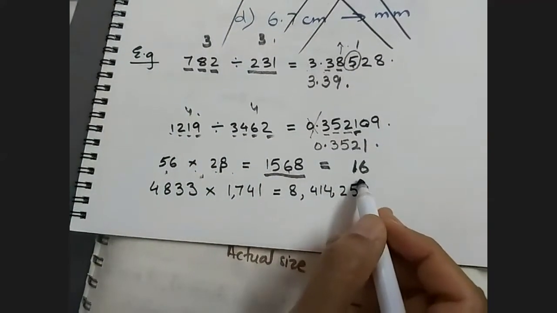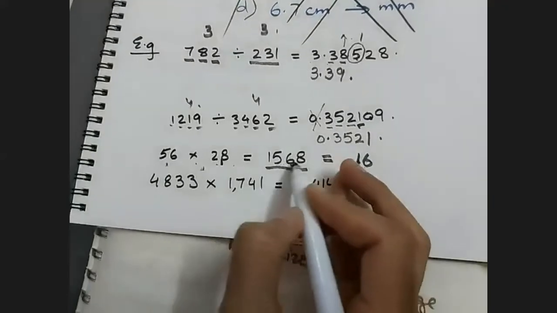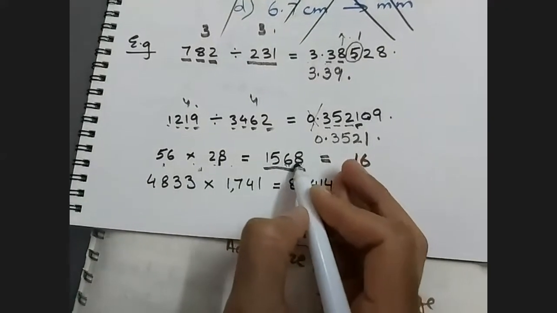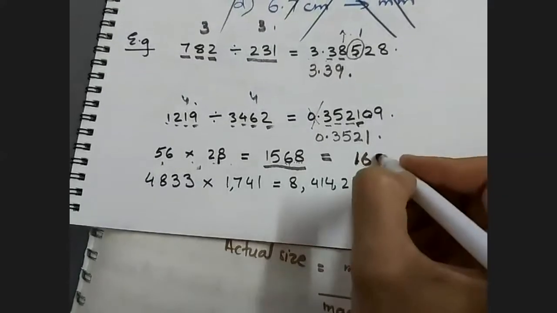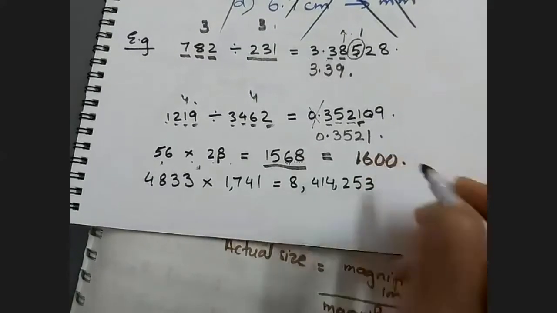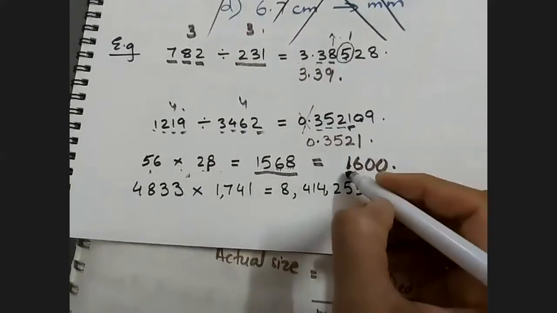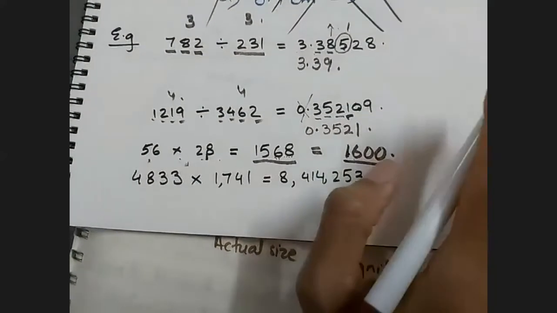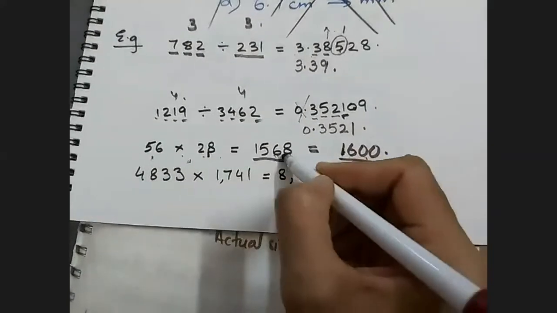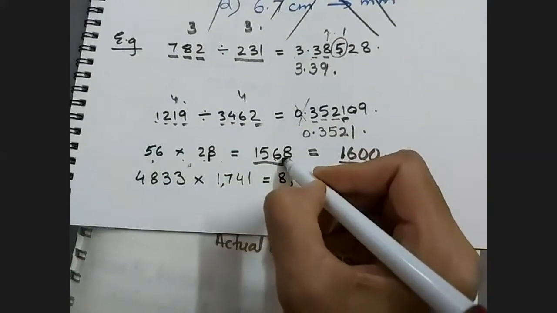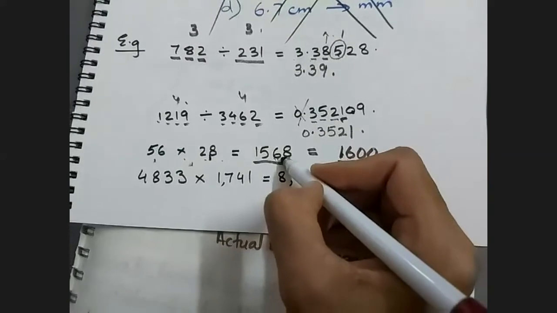Then what about these two digits? They will turn into zeros. So you will say 1600. Okay, be careful. So the thing is that when you write the final answer, be sure that the value is roughly close to the actual value.